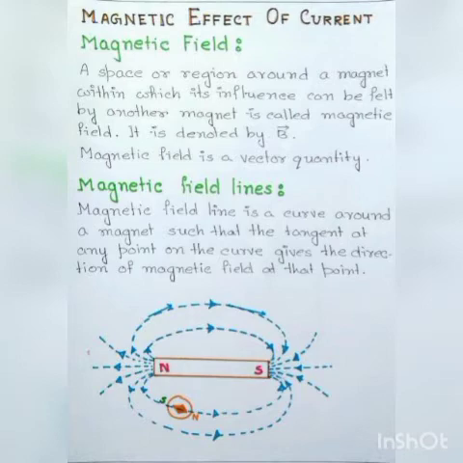First property, magnetic field lines are closed continuous curves. Next, the tangent at any point on the magnetic field lines gives the direction of the magnetic field at that point. Next, no two magnetic field lines can intersect each other. Number 4, magnetic field lines are crowded in a region of strong magnetic field. On the other hand, magnetic field lines are far from each other in a region of weak magnetic field.